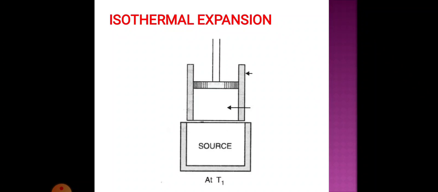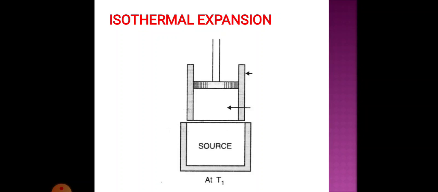We know that the walls of the cylinder are perfectly non-conducting, but the bottom is a perfect conductor. So when the cylinder is placed on the source, through this bottom side, the working substance can absorb heat from the source.